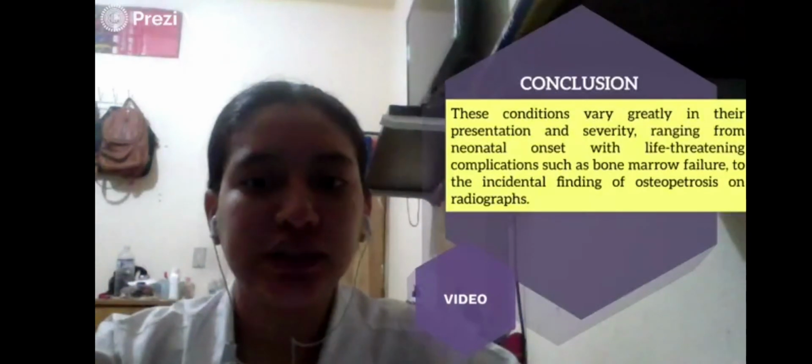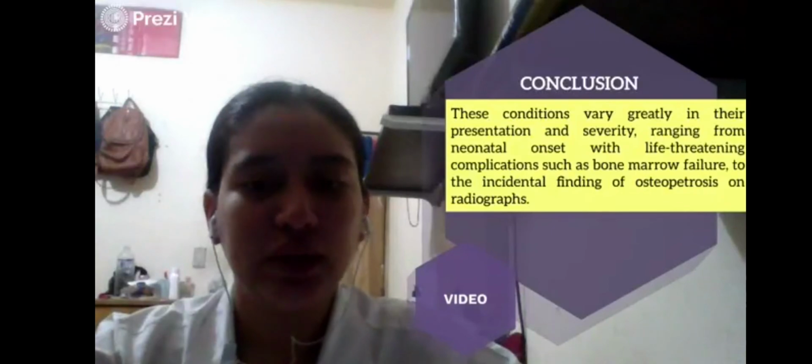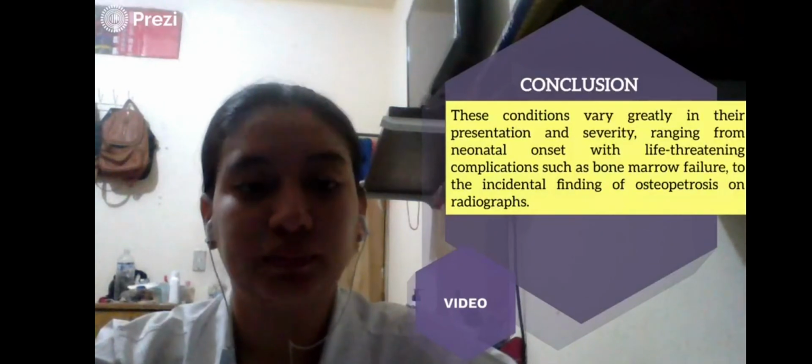Conclusion. This condition varies greatly in its presentation and severity, from neonatal onset with life-threatening complications such as bone marrow failure to the incidental finding of osteopetrosis on radiographs.